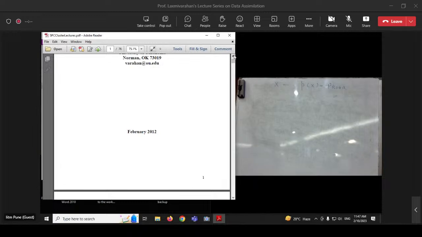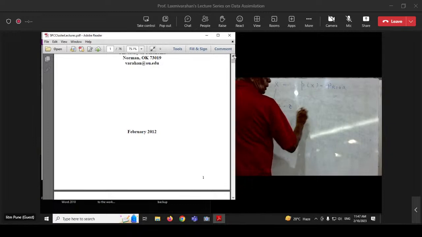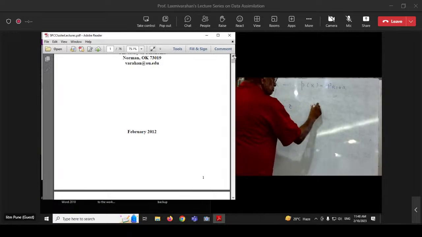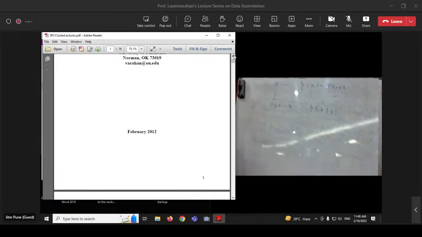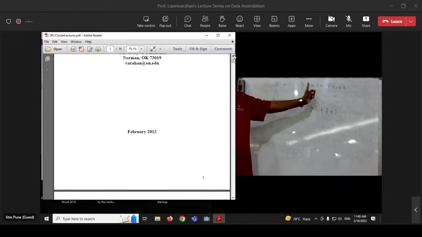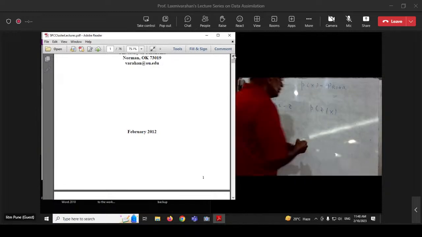So X is a random variable. X is unknown. I have prior information about the unknown. Then I'm going to have observations, that is Z. I'm going to have what's called a conditional distribution, which is P(Z given X). X itself is a random variable. X varies according to this probability distribution. So this is called the conditional distribution.